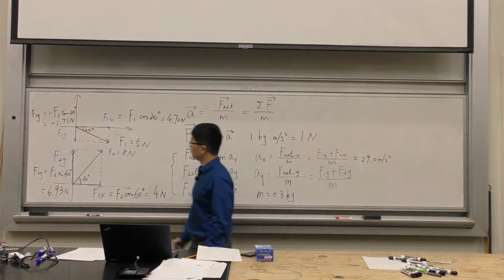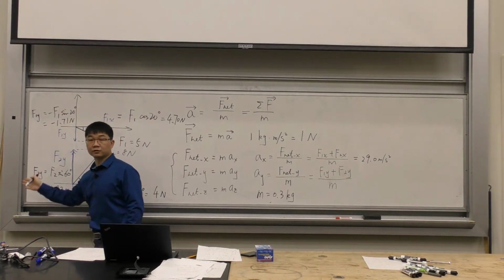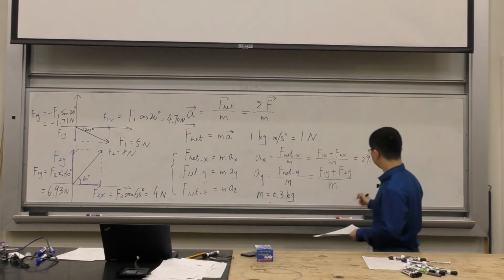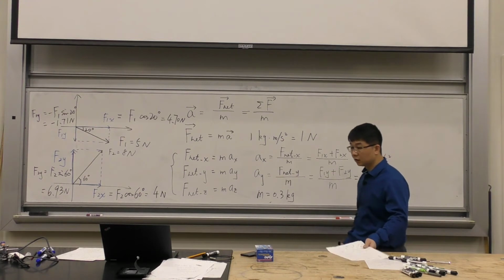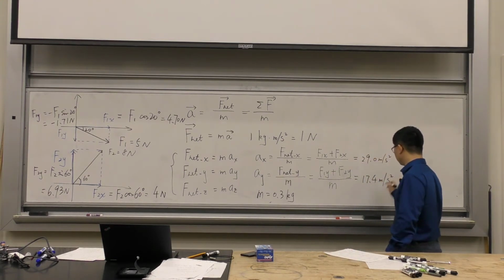Add these two y components, this number and this number. This number is negative. Negative it is. Don't make it positive, okay? So if you add these two components together, divided by the mass, you get 17.4 meters per second squared.